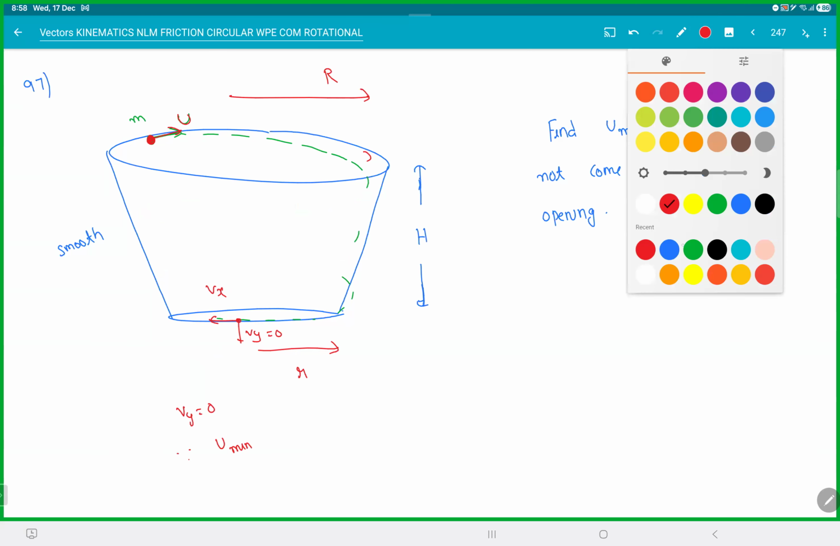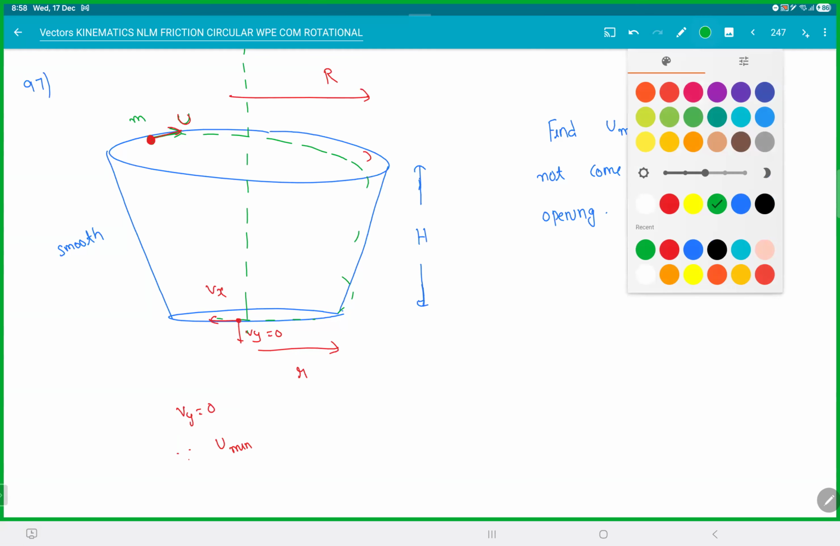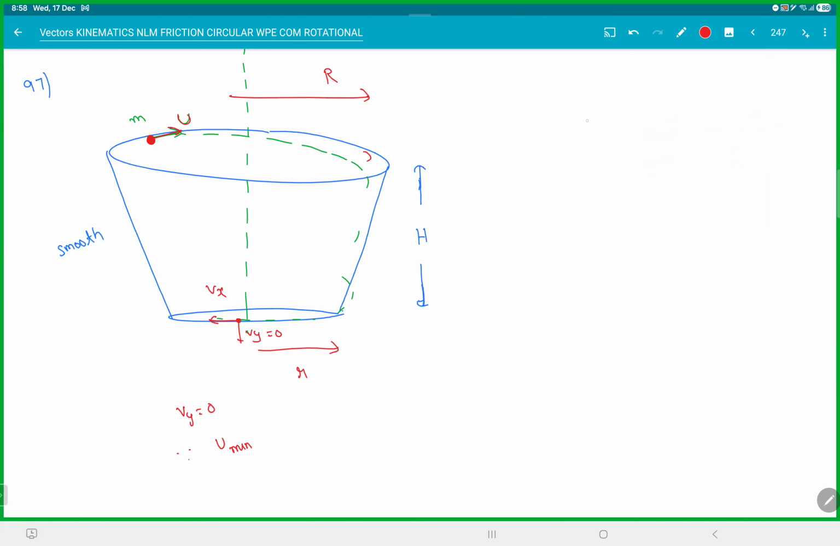Conservation of angular momentum about the central axis. There is no torque about the central axis. m u R is equal to m Vx r, small r. Conservation of energy: half m u squared plus mgh is equal to half m Vy squared plus half m Vx squared. There are two equations, two unknowns. You'll get the answer.